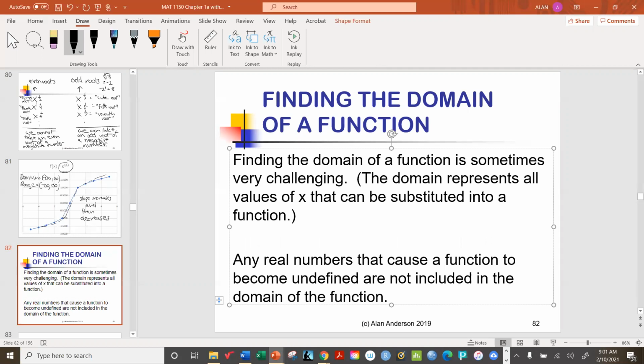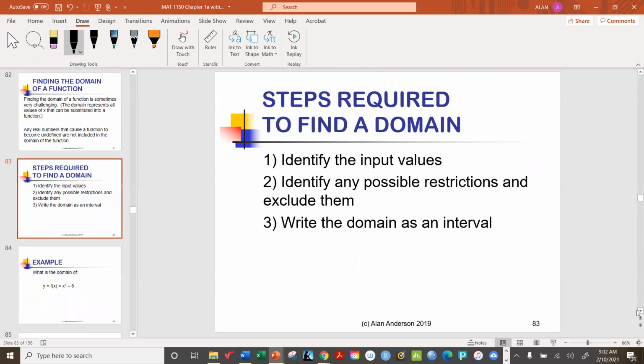So in other words, any value of x that causes either division by 0 or taking the square root of a negative number means we have to exclude that from the domain. And that's usually where the problems are. Division by 0, taking the square root of a negative number. All right. So you're looking at the input values, looking for any possible restrictions, leaving them out, and then you're writing out the domain as an interval.